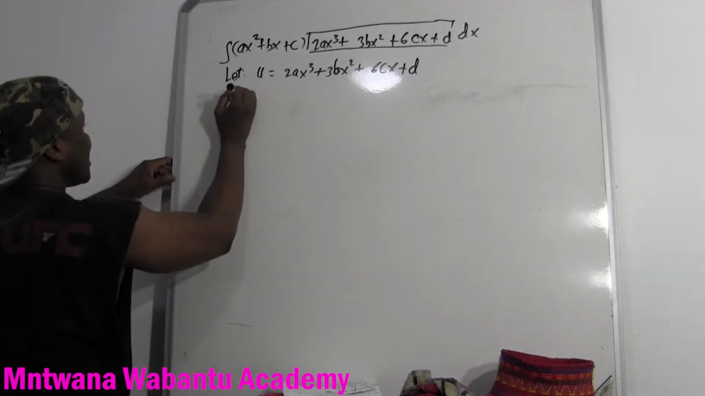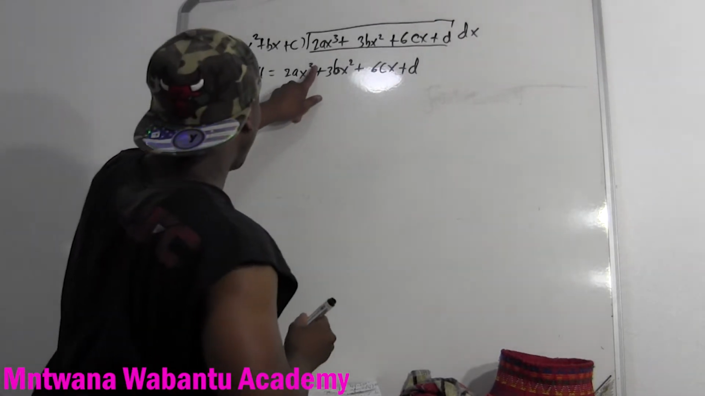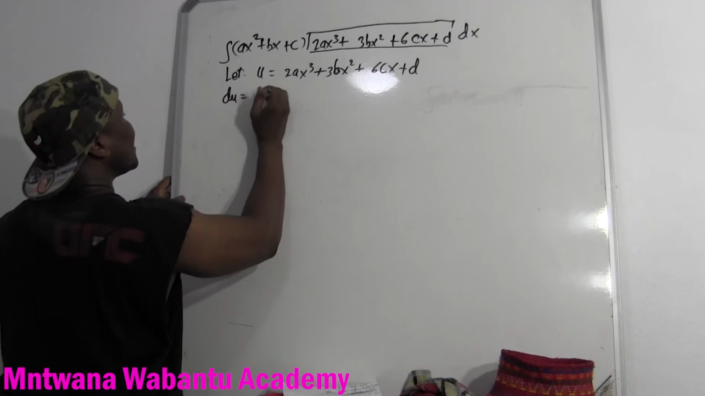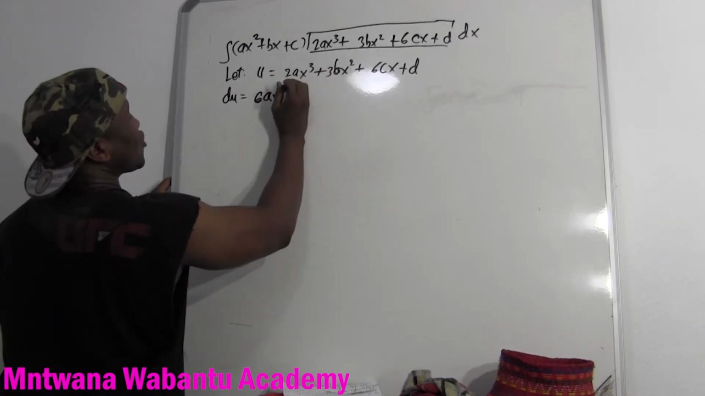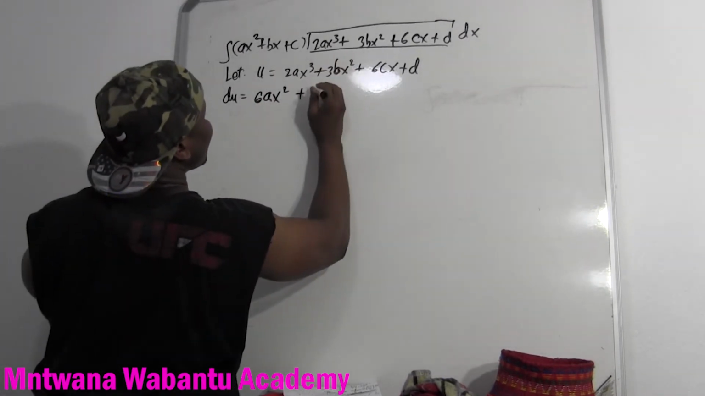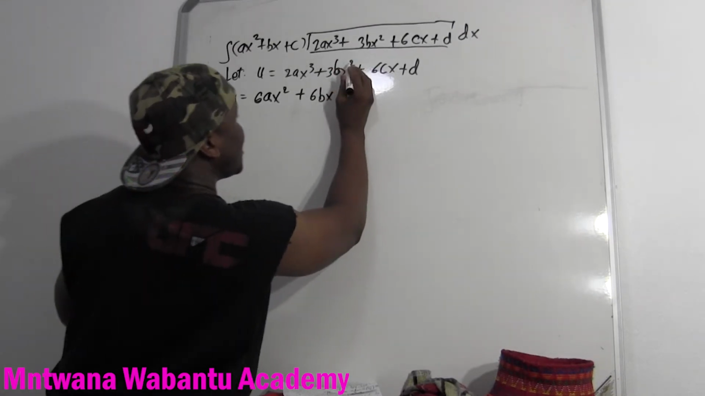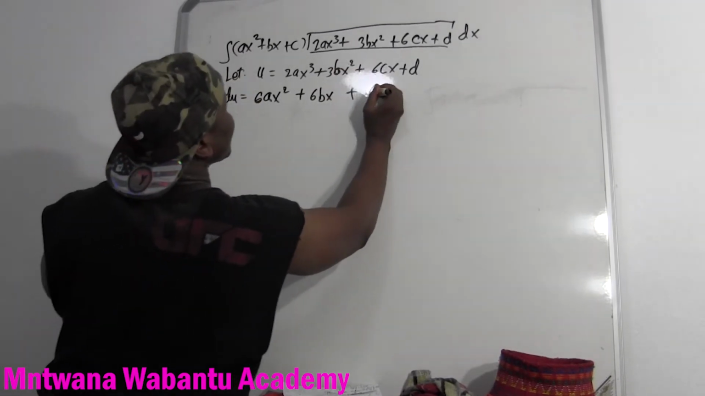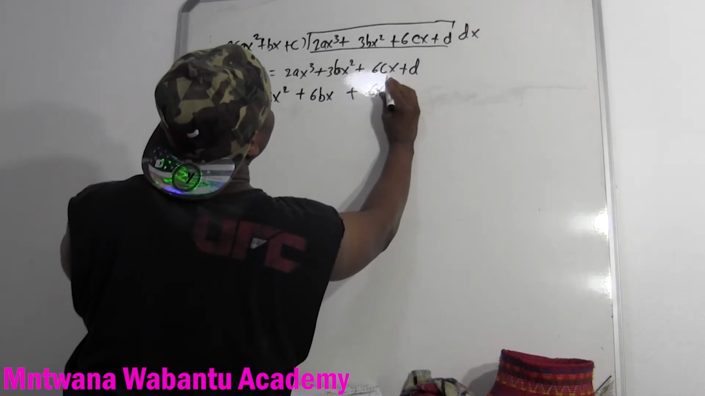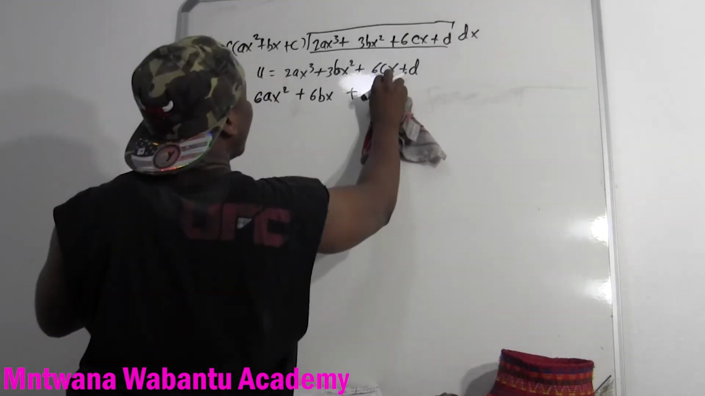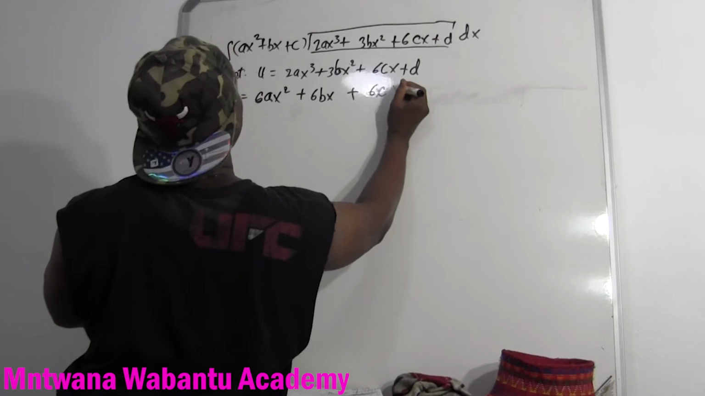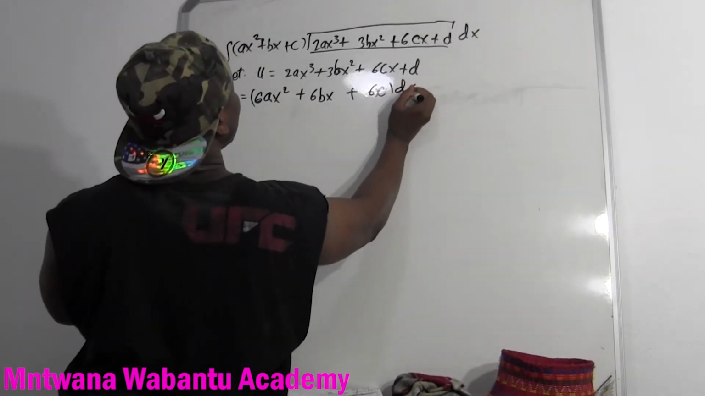If I differentiate this, it's going to be du equal to, 3 comes here, it's going to be 6ax squared, because 3 minus 1 is 2, and then plus 2 times 3 equal to 6, and then bx, because 2 minus 1 equal to 1, and then plus 6c, all this times dx.